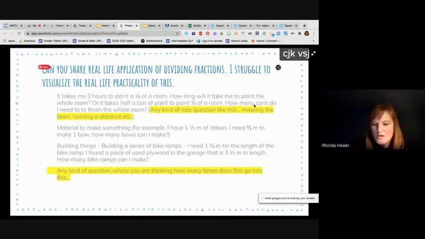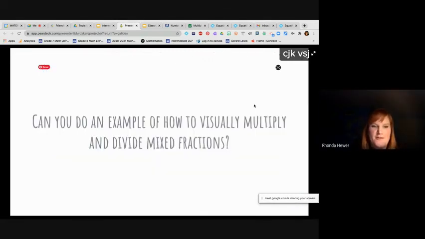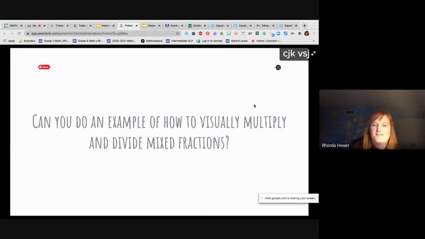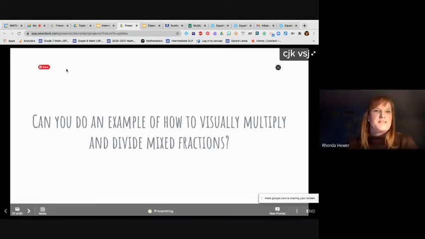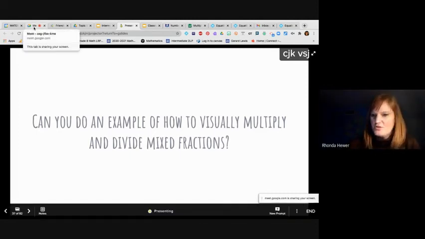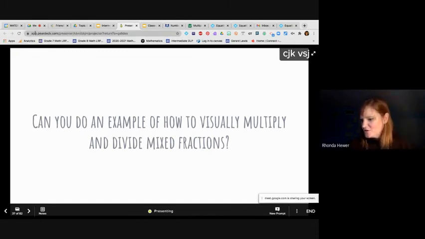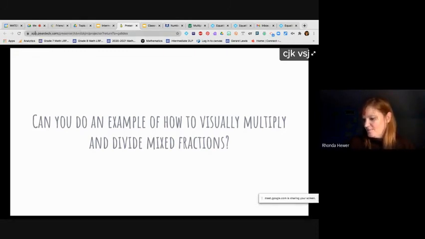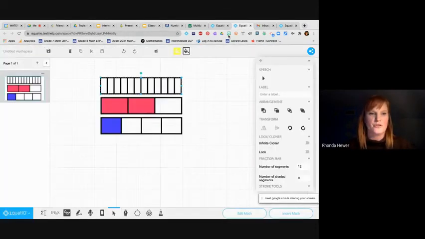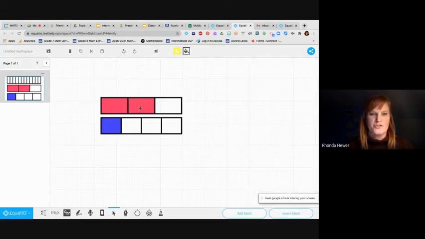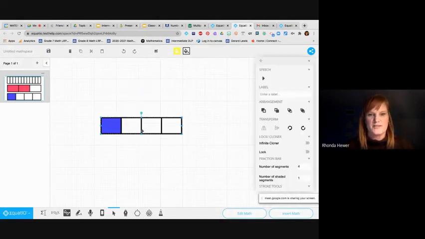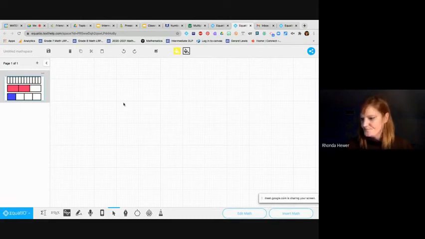Nope. Okay. This one, love that somebody asked this. Can you do an example of how to visually multiply and divide mixed fractions? So if you come back to the meetup, I'm still presenting my screen. I am going to attempt to demonstrate for you how we could visually show this. So I'm going to go to Equatio. I have Equatio open here. Once you get familiar with Equatio, there's a good chance it will become your new favorite tool.